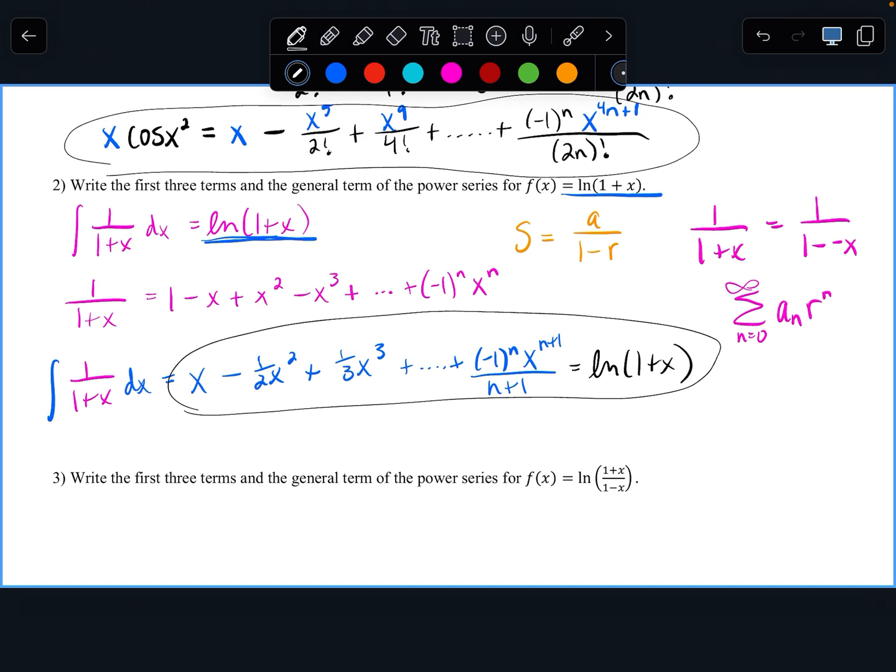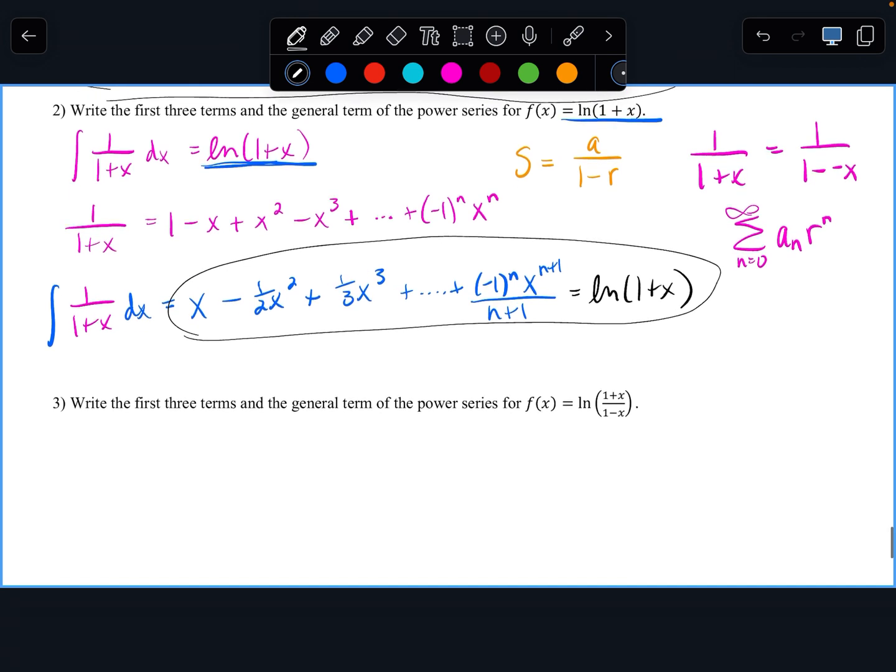Okay. All right, this one is a little juicier. Because look at this thing. Isn't that disgusting?